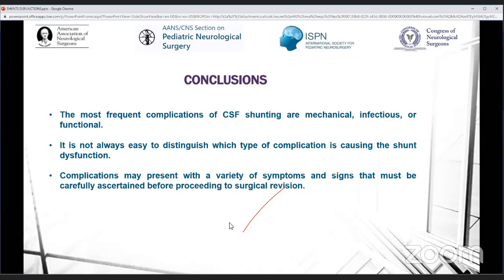Another kind of complications may present with a variety of symptoms and signs that we must know, or we must look for in these patients. We must ask the parents, or sometimes other sources, to get to the final diagnosis.